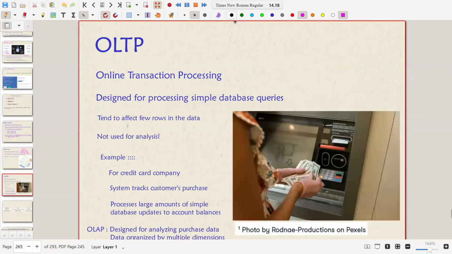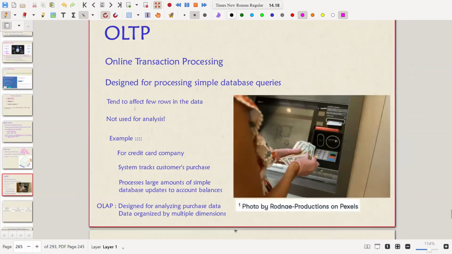Let us come to OLTP. Okay, what is OLTP? OLTP is nothing but online transaction processing, and these are not designed for complex queries. This is the difference from OLAP. OLTP is basically designed for managing simple queries. OLTP is designed for processing simple database queries.